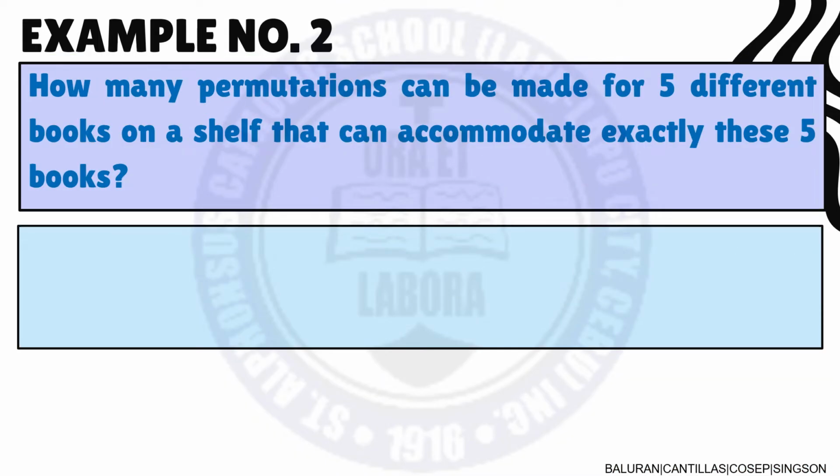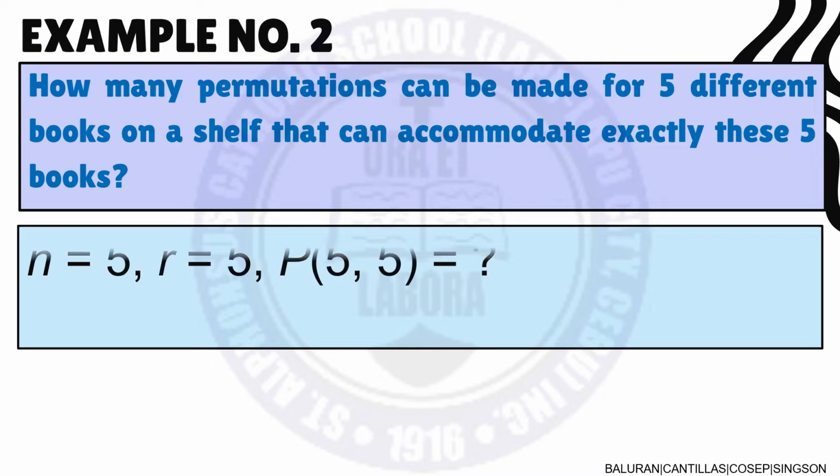Example number 2. How many permutations can be made for 5 different books on a shelf that can accommodate exactly these 5 books? So first we have to identify our n and r. n is equal to 5 since we are given 5 different books, and r is equal to 5 since we have to accommodate all books in the bookshelf.